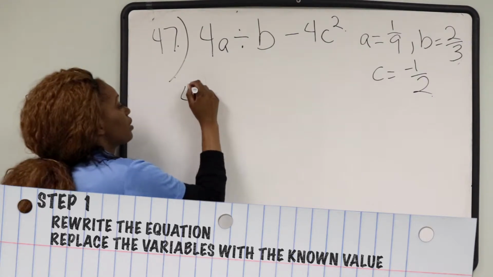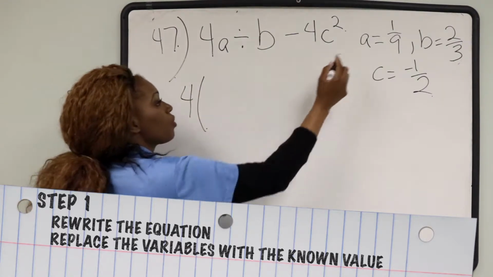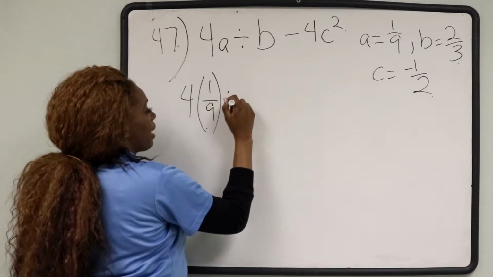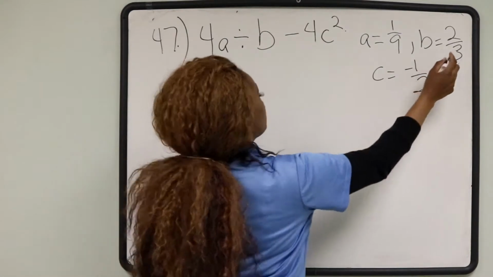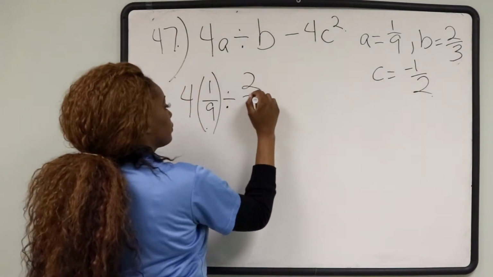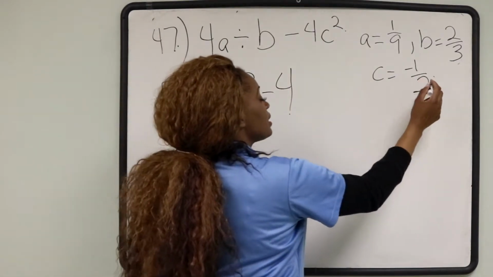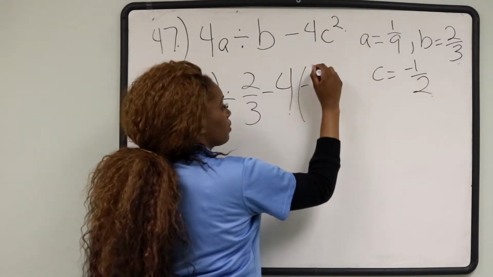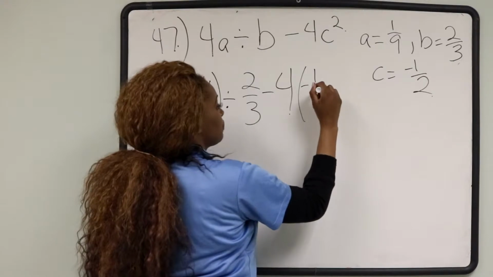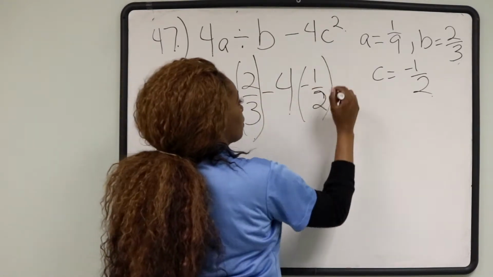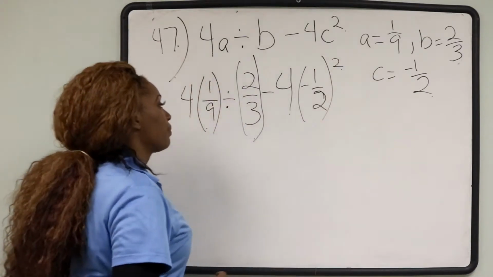So 4 times 1/9, because that's what a is, divided by b, which is 2/3, minus 4, and then c is -1/2. Put that in parentheses. And we're going to square that, okay?